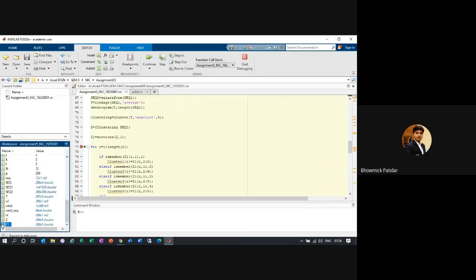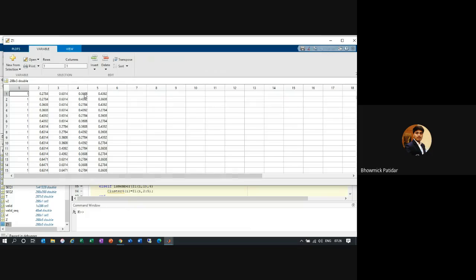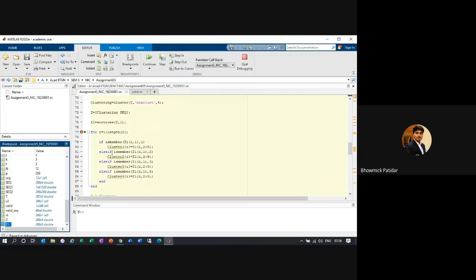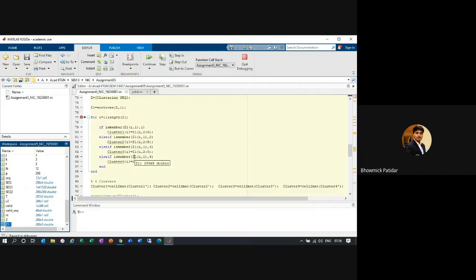So if we see in the Z1, these are the values of the patterns P1, P2, P3, P4. These are the cards, and these particular cards are grouped into cluster one. This one is in cluster two, this one in cluster three, and the other ones in cluster four. So you divided 288 patterns into four clusters. Now we individually divide this into the respective clusters.